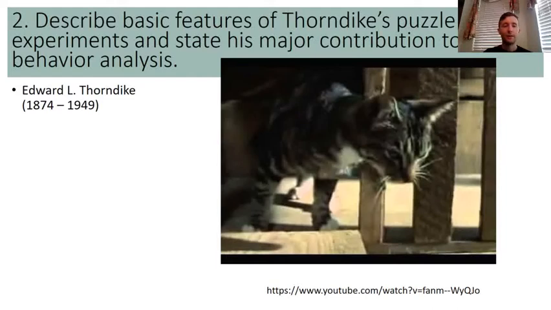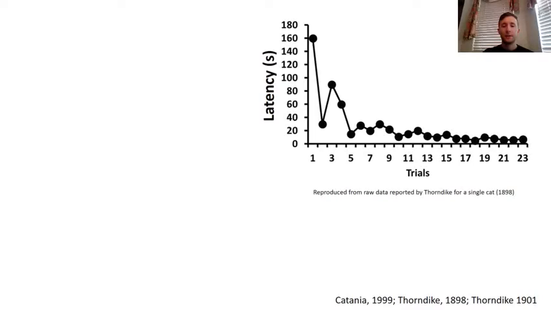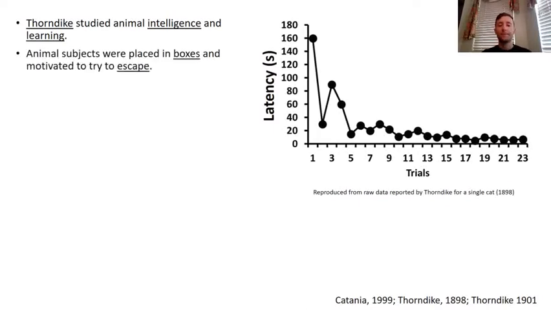All right, you're back, so I'll assume you watched the video, and so let's proceed. Thorndike conducted research concerned with animal intelligence to answer the question of how new skills were learned. The animal subjects included dogs, cats, and chicks. The subjects were placed in a box, or boxes, and motivated to try to escape.